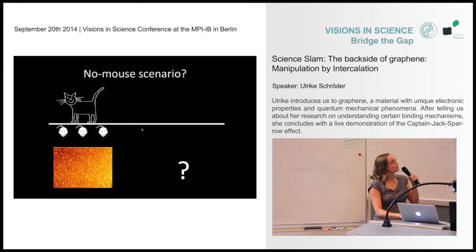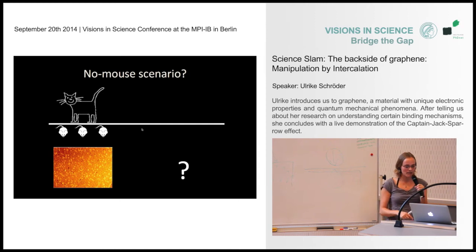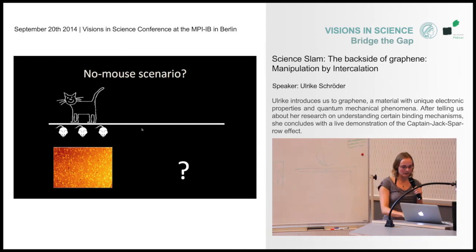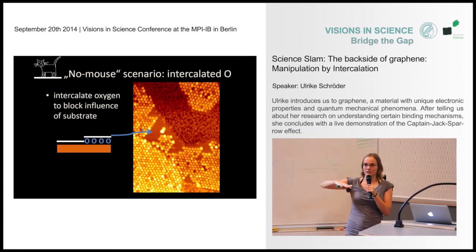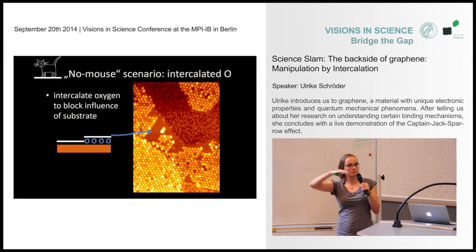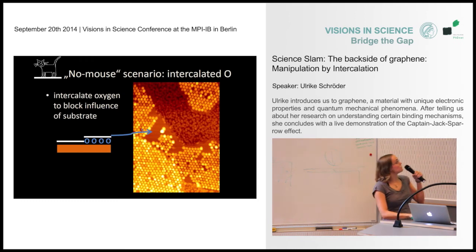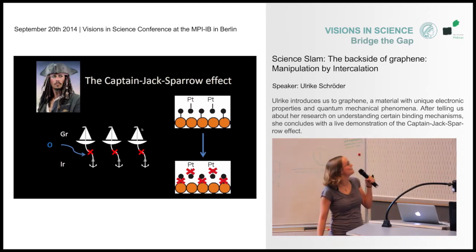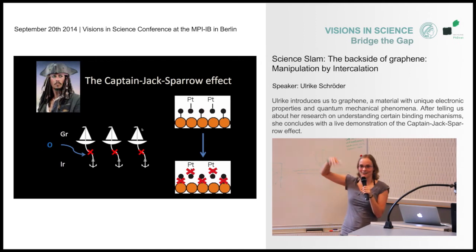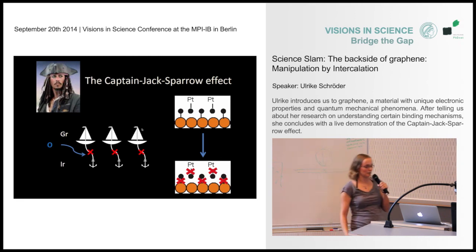And now, of course, we got the mice and cat, and now we said, when we understood the binding mechanism, can we prevent this cluster formation? Yes, we can. We just put oxygen underneath the graphene and above the substrate, and that kind of blocks the substrate. And the way this works is, it was named the Captain-Jack-Sparrow effect, that came from my supervisor. The oxygen sort of dives underneath the graphene that you can picture as anchored to the iridium, cuts those lower bonds, and then the upper bonds are not possible anymore.